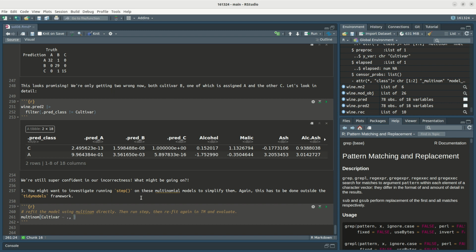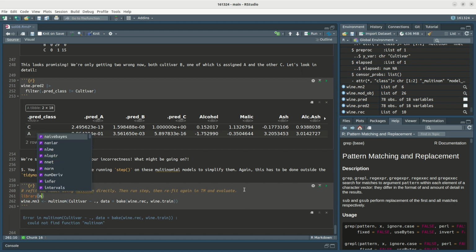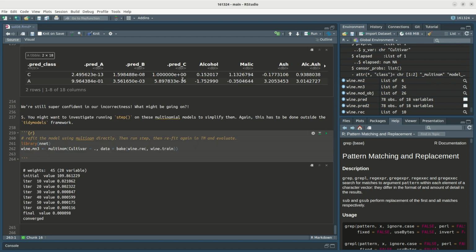So we'll bake our data. It's going to be bake our delicious recipe. So this is going to be wine.mn3, multinom. Do we need to maybe load nnet? There we go. Right, it's converged after only 60 steps, and by default it gives it 100, so we know it's converged. Okay, and then we want to do predictions.